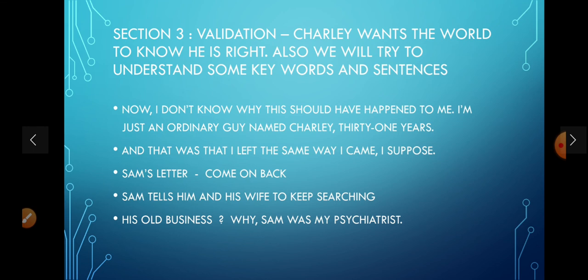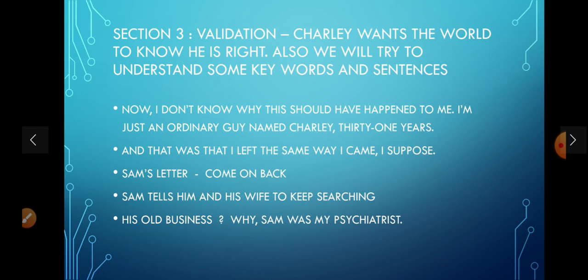Okay, let's see. The next sentence says, Sam tells him and his wife to keep searching. Now you have Charlie's letter, Sam's letter telling Charlie, keep searching. Again, this is a little bit ridiculous, because if you and your friend are going for a party, like I said, your friend has reached the party and checks up with you, where are you? And you are stuck, you don't know the way. So will your friend say, okay, I've reached the party, you keep searching? Oh no, I think that's ridiculous.